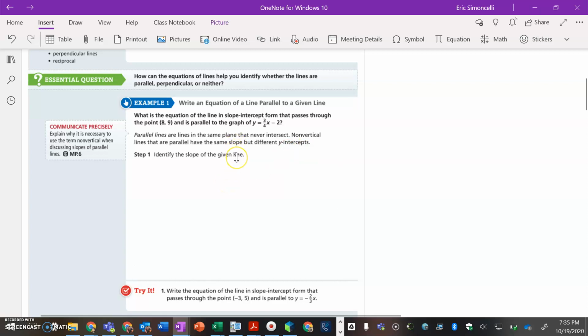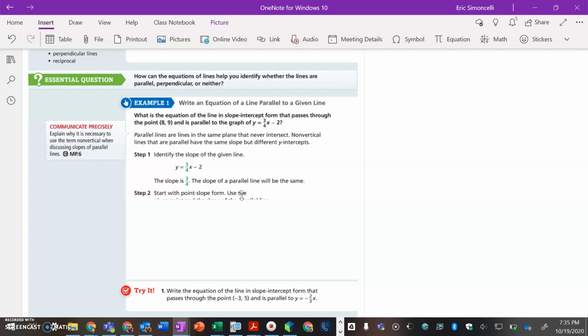As we proceed, step 1 is to identify the slope of the given line. The given line, as you can see again, is y = 3/4 x - 2. Notice there's 3/4 x minus 2, with 3/4 being the slope, in green. The slope is 3/4, and the slope of a parallel line, therefore, will be the same.